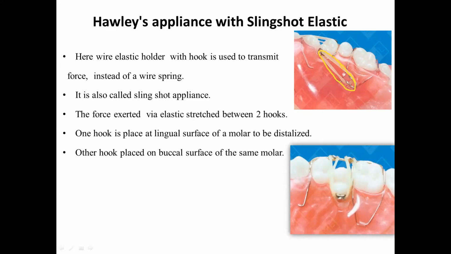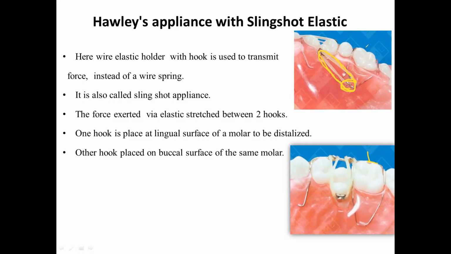This elastic from here till here, which is given, applies a force on one hook on the lingual side of a molar tooth. Here this elastic is placed and another elastic is placed over here. But over here, actually, we are supposed to place the elastic to hold the teeth in position. But another elastic is applied from the buccal side.